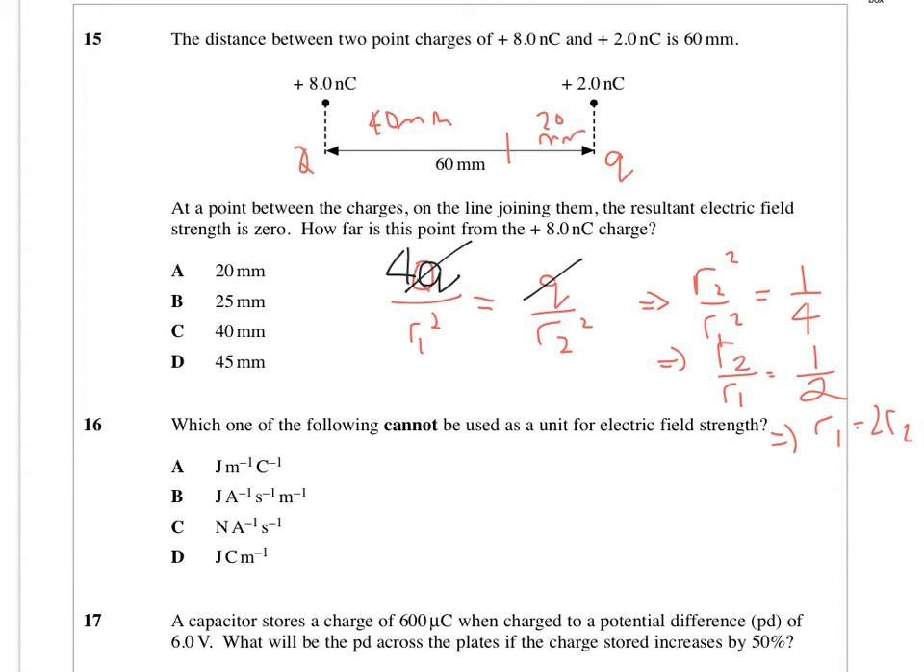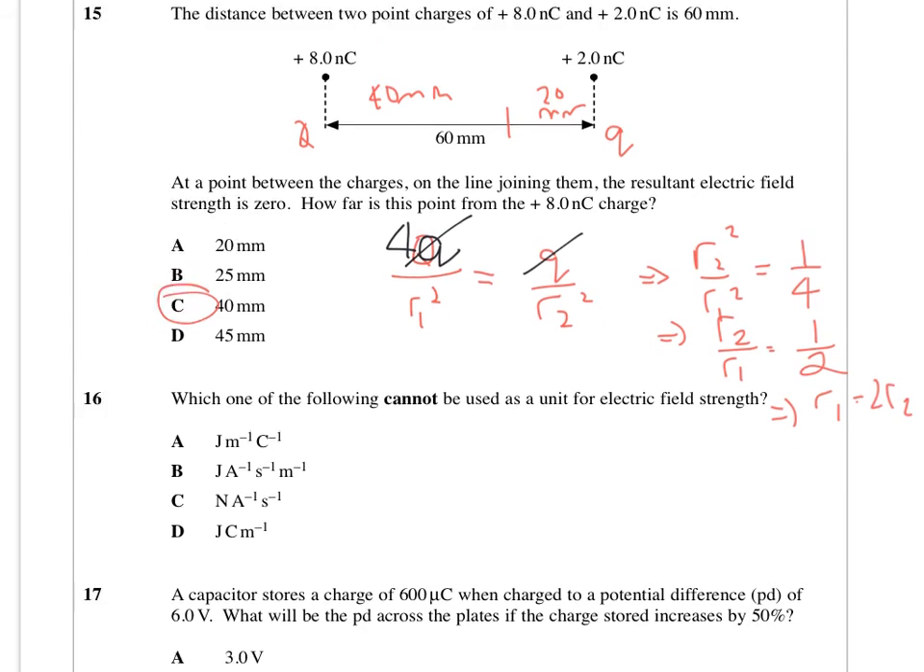So we're satisfying that condition. So in terms of from the 8 nanocoulomb charge, that's going to be 40. So it's going to be answer C. You'll notice that I skipped out all the constants because they would be on both sides and I'd cancel them anyway, so there's no point considering them in this question.